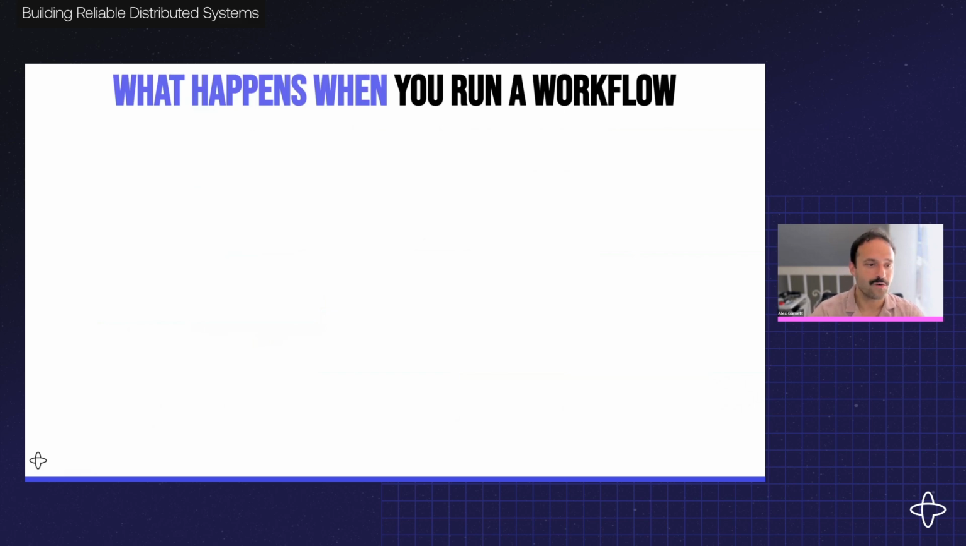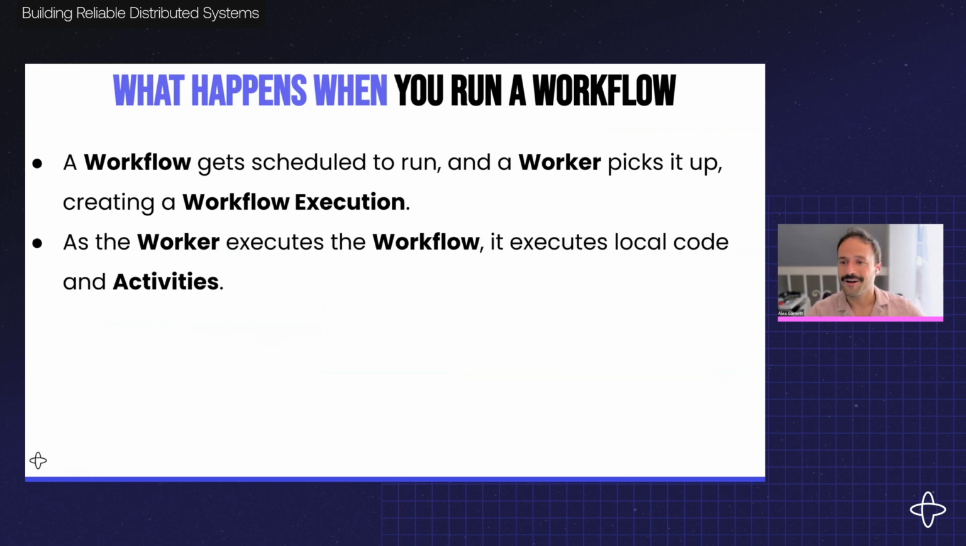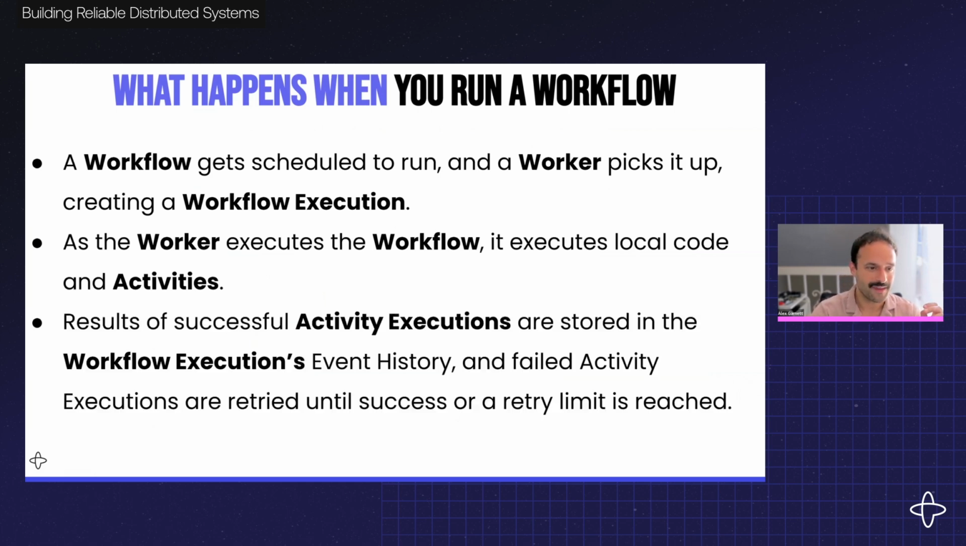What happens when you run a workflow? Well, whenever you dispatch a new Temporal workflow, that'll get scheduled server side, and one of your workers will pull and pick it up. This creates a new workflow execution. As the worker is running this workflow, it'll run all the local steps it needs to, and it'll also call individual activities as part of this workflow. The results of any successful activities, so the ones that work, are stored in the event history server side, and any failed activity executions are retried until the limit is reached.